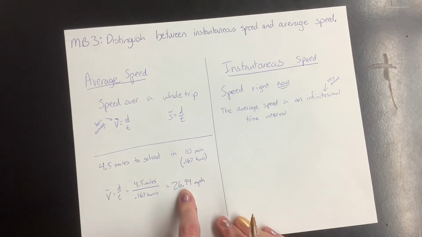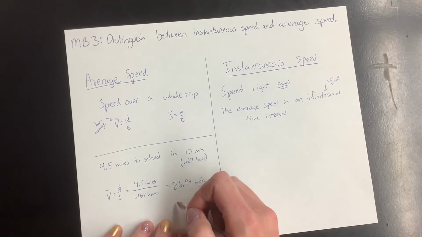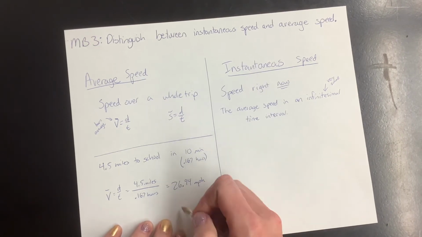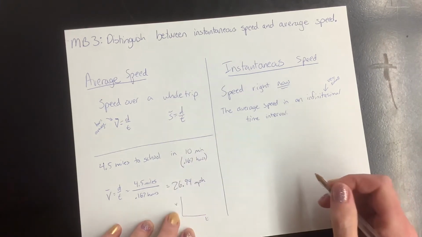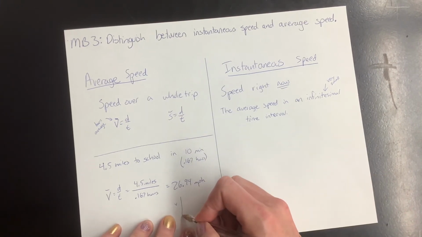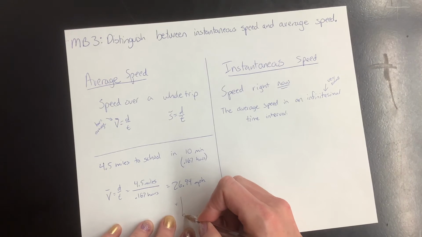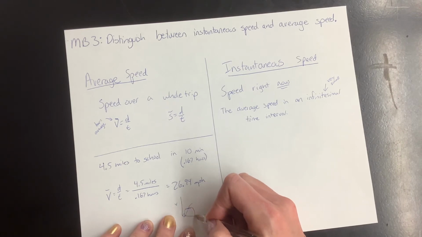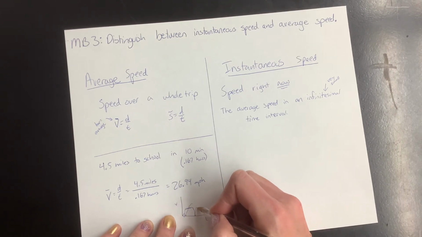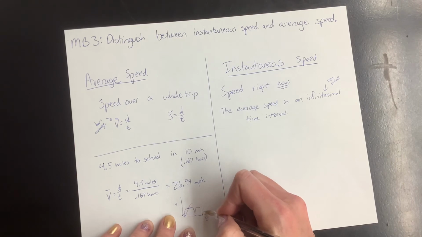Do you think I'm going 26.94 miles per hour at every moment in my trip? No, I'm not. In fact, if I were to make a graph of my instantaneous speed at any given time, I start out going kind of slow, and then I have to stop at the light. Then I can go a little bit faster on this one road for a while longer, and then I have to stop again because there's another light, and then I can go that speed again, and then I stop again. Then this road is a little bit slower, and then I turn into the parking lot.